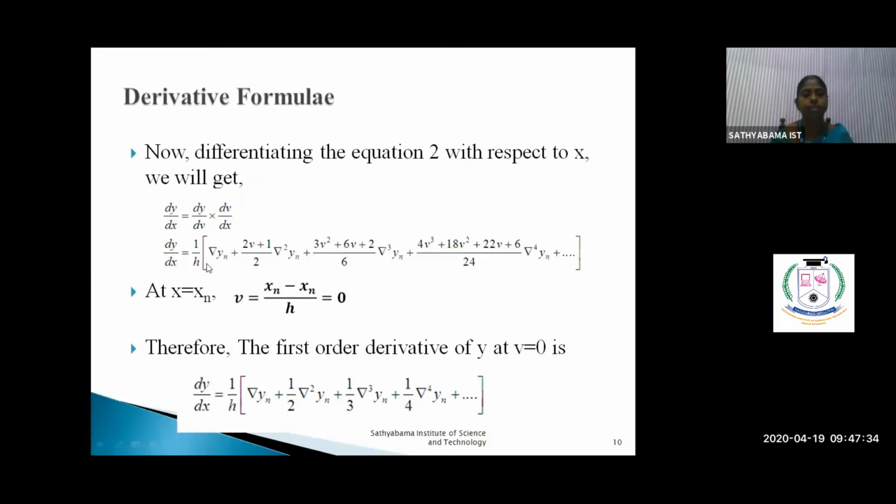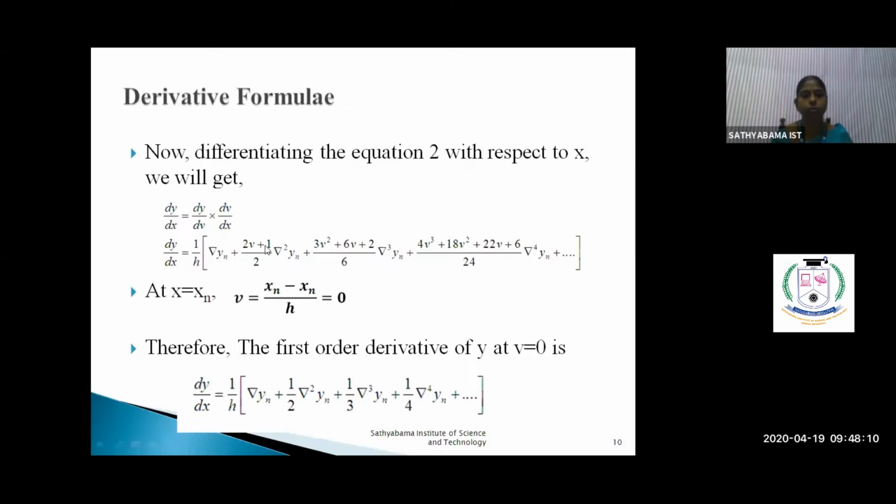dy by dx equals 1 by h [del yn plus (2v plus 1) by 2 factorial, or simply 2, del square yn plus so on]. So at x equal to xn, here it is not x naught, it is xn, v equals xn minus xn by h, that is equal to 0. Is it clear? So at v equal to 0, you put v equal to 0 in this equation and you will get dy by dx equals 1 by h del yn, plus the v terms become 0.